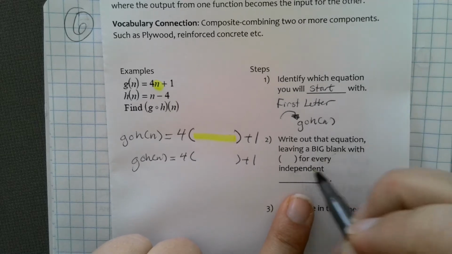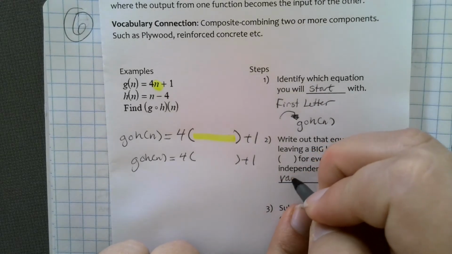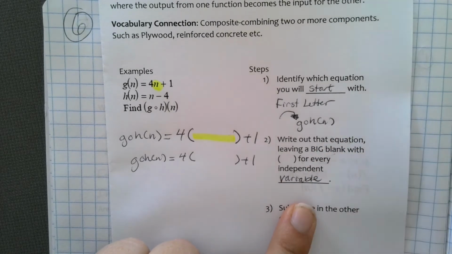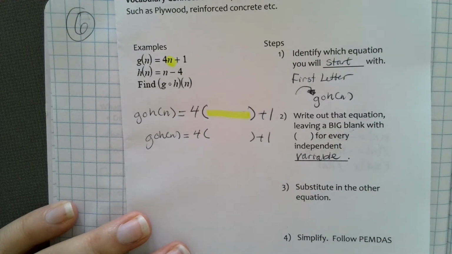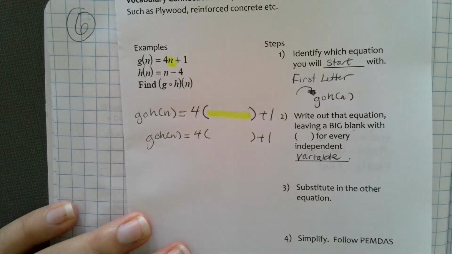Okay, this is for every independent variable. Usually it's x, but a lot of times in real life you're going to use t for time. The variables get assigned usually based off of what they stand for. S for student, T for time, depending on the food, B for brisket, B for beef.